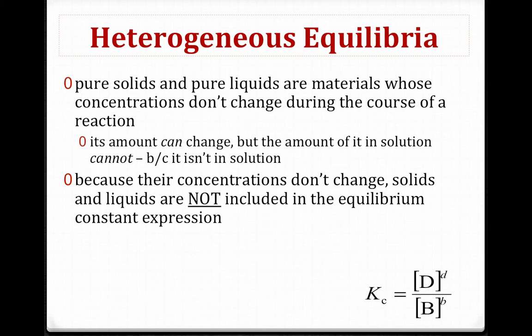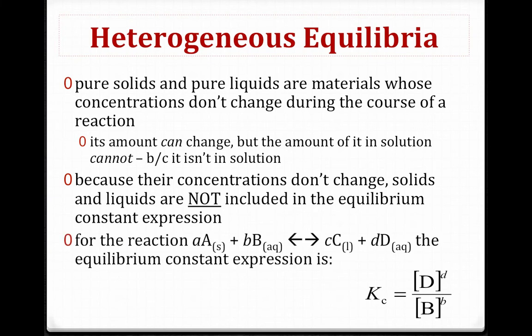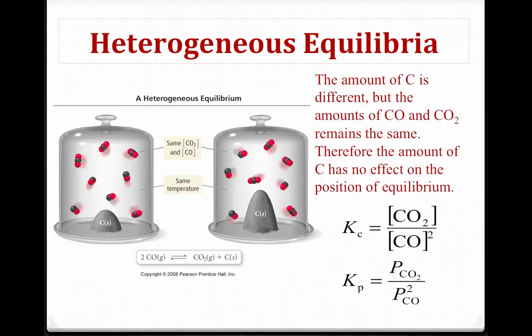When pure solids and pure liquids come into play, it changes the equilibrium constant a little bit. Pure solids and pure liquids are materials whose concentrations don't change. Therefore, they are not involved in the equilibrium. So when you're writing the equilibrium expression, you do not include any solid or liquid. Anything that has an S or an L is not included in the equilibrium expression.